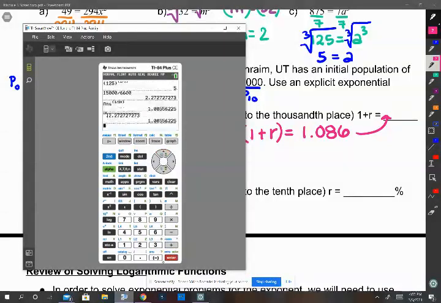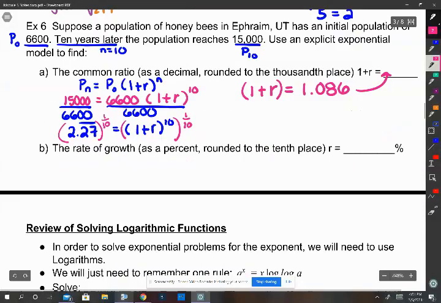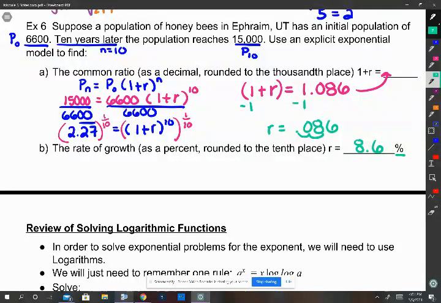All right, and then we're still going to get the same number. So it's kind of up to you. And then the next part, the B part, says, well, now I just want to know the R. In order to find the R, we're going to get rid of this 1, so we're going to subtract 1 from both sides. That's going to give us R is equal to 0.086. We're going to want to write it as a percentage, so we move it over 2 places, and this is going to be 8.6%. All right, and so that's going to give us what we need there.